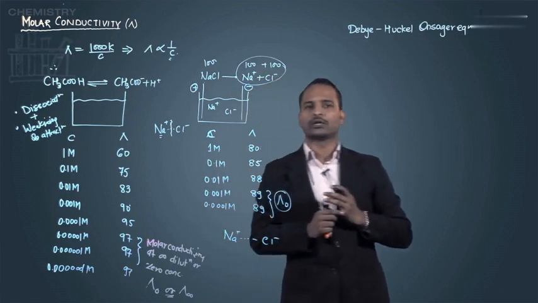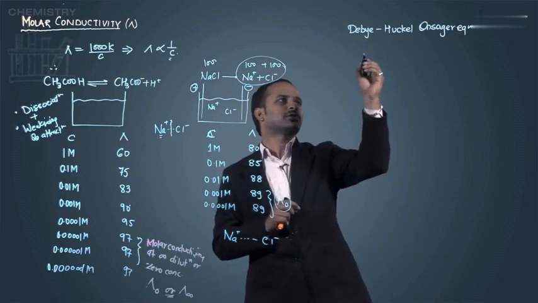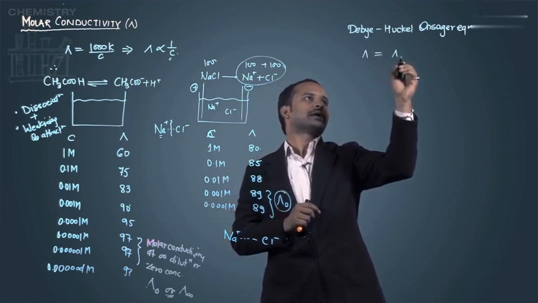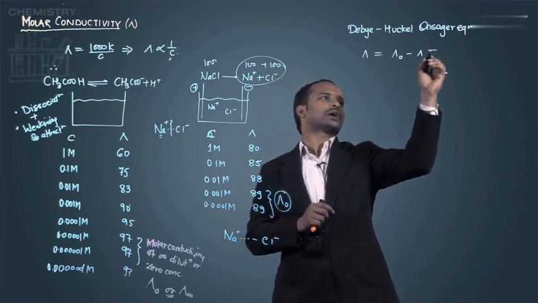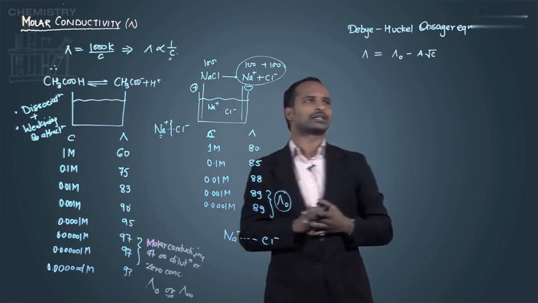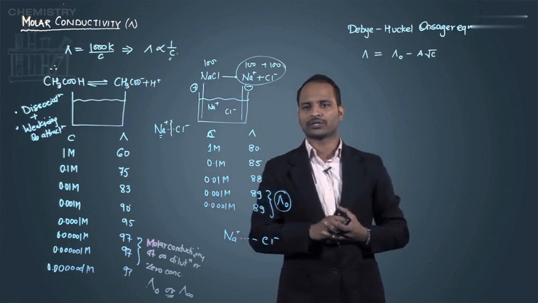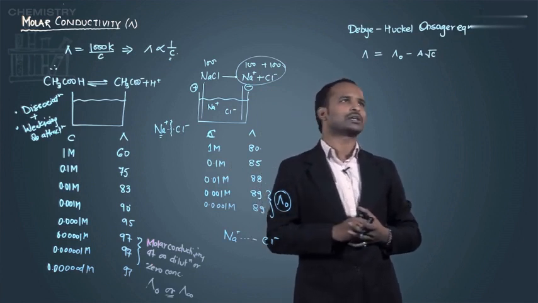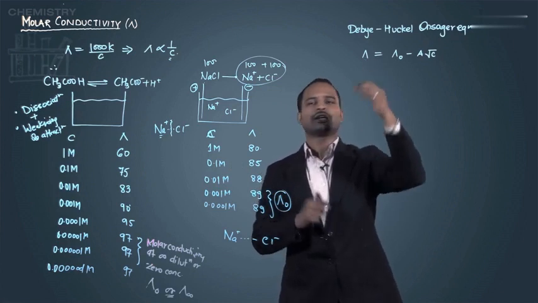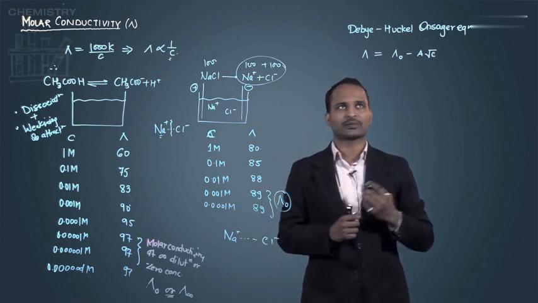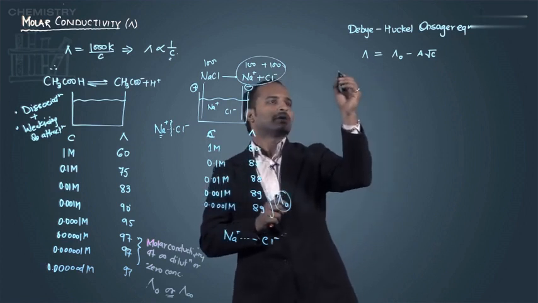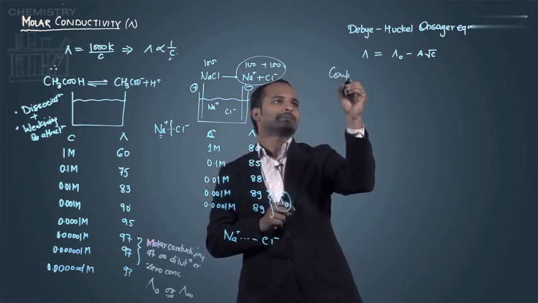We have the Debye-Hückel-Onsager equation, and according to this equation we have a formula: lambda is equal to lambda naught minus A square root of C, where lambda is the molar conductivity, lambda naught is the molar conductivity at zero concentration or infinite dilution, A is a constant and C is the concentration. I know that the lambda value changes as the concentration changes, that is, there is a variation between lambda and concentration.